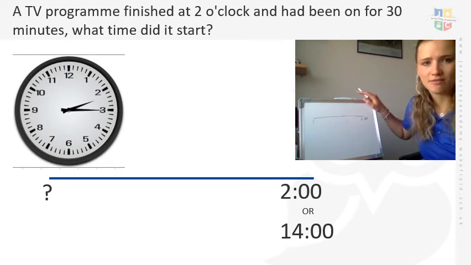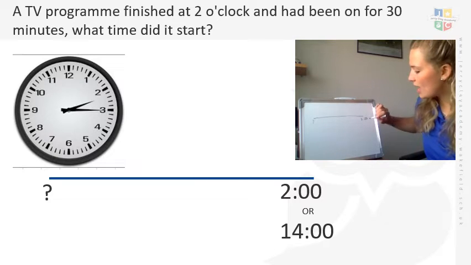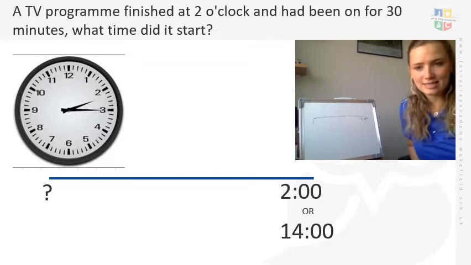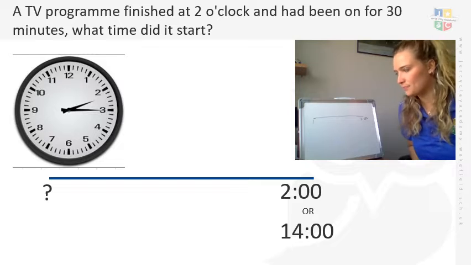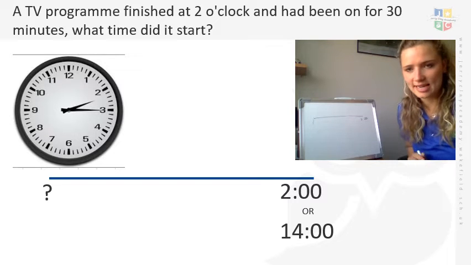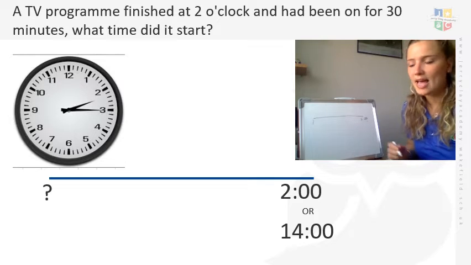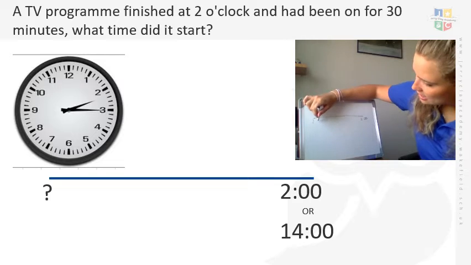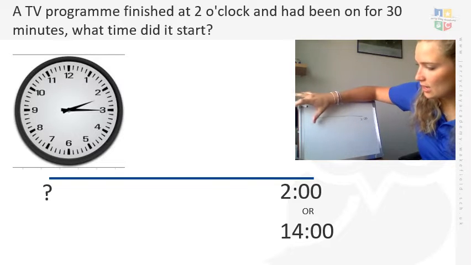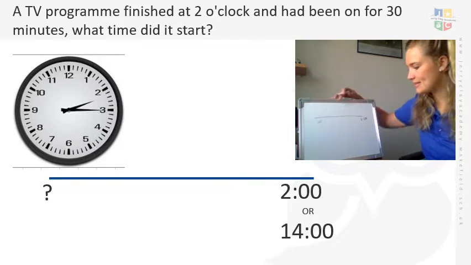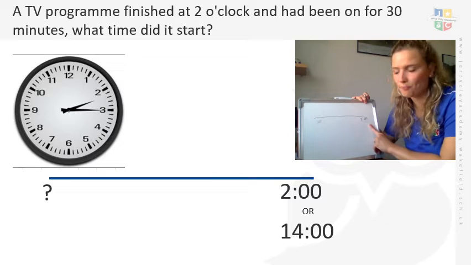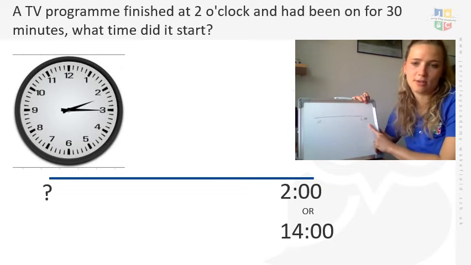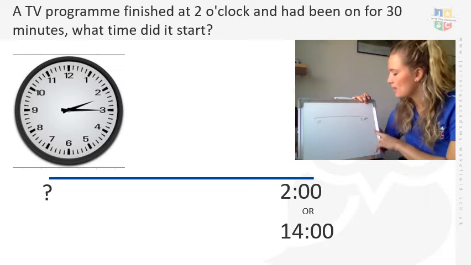Now it says it's been on for 30 minutes. So I know that there are 60 minutes in an hour. And if I'm taking 30, I can take my zeros, 6 take away 3 is 3, add my 0 on, 30. So I know that my minutes are going to be 30 because I have taken off 30 minutes from 60, because obviously o'clock is 60 minutes.